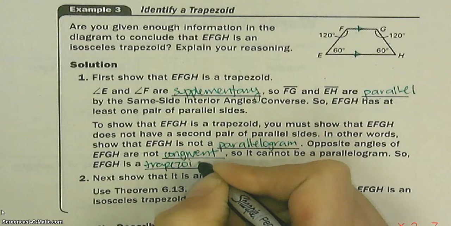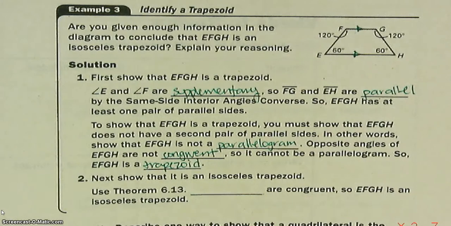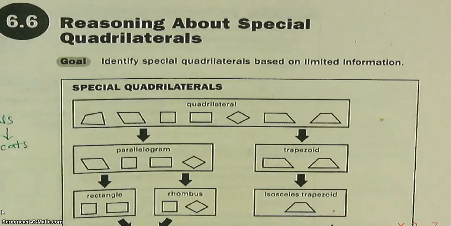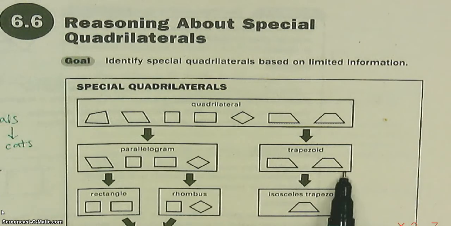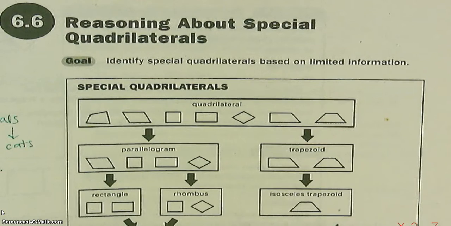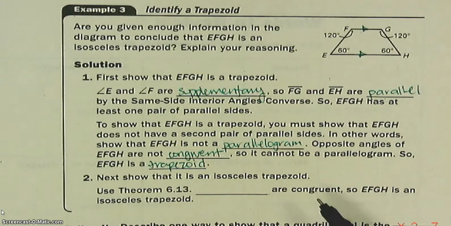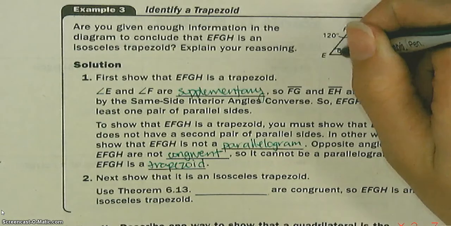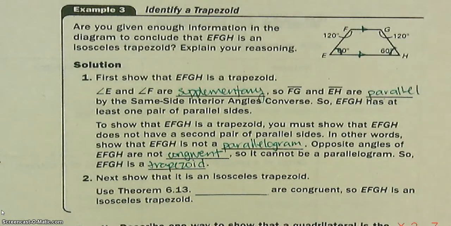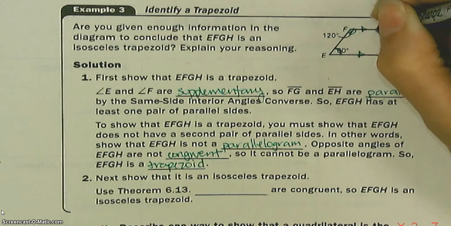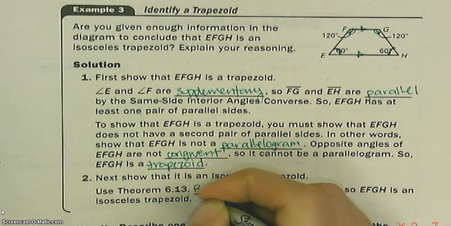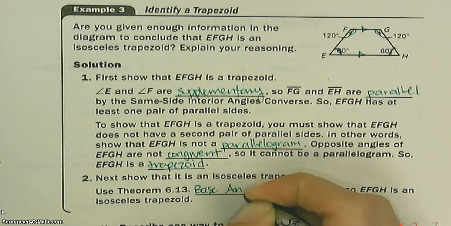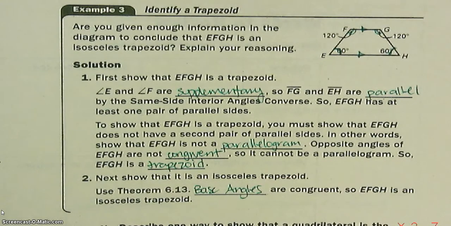When we're coming from quadrilateral, there's only two choices. If you look back to this page, from quadrilateral, we can either go to parallelogram or trapezoid. We can't ever be both. Now we have to show it's isosceles. Well, that means two sides are the same, or in this case, the base angles are the same. And if you look, this base angle is equal to this base angle, and same thing up here. So base angles are congruent, so we know it's an isosceles trapezoid.